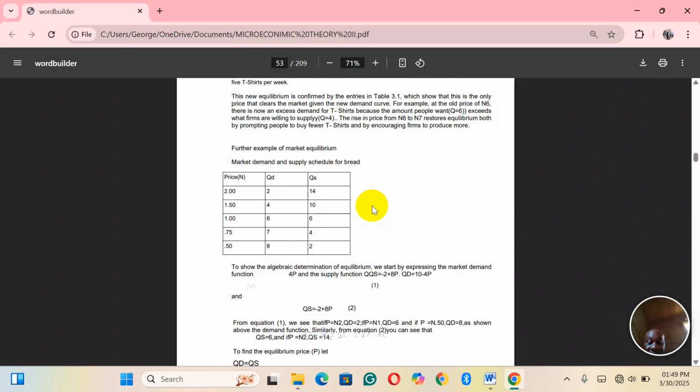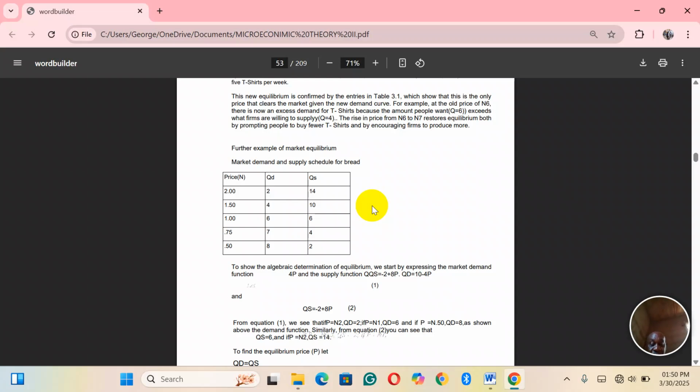So to show the algebraic determination of equilibrium, we start by expressing the market demand function, quantity demanded is equal to 10 minus 4P, and the supply function, quantity supplied is equal to minus 2 plus 8P. So in equation 1 and equation 2, quantity supplied is equal to minus 2 plus 8 times price.